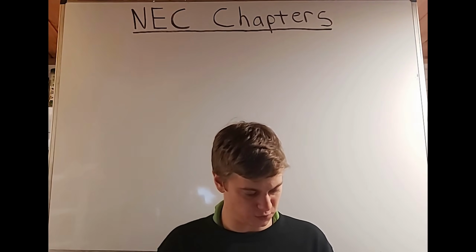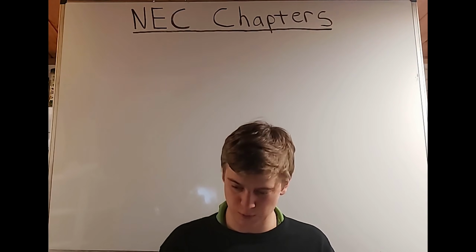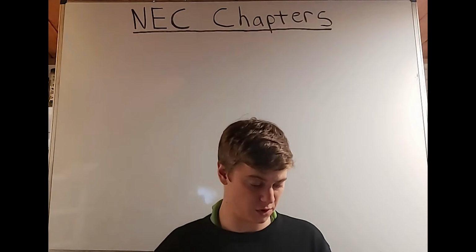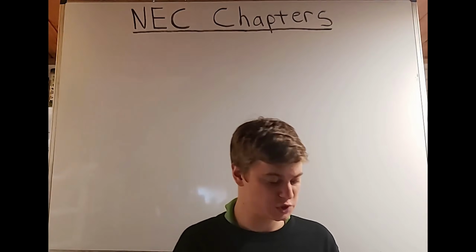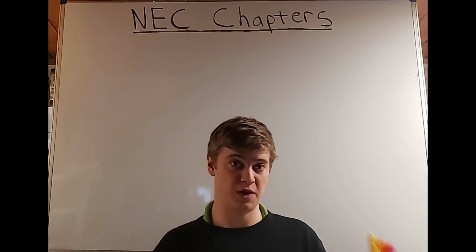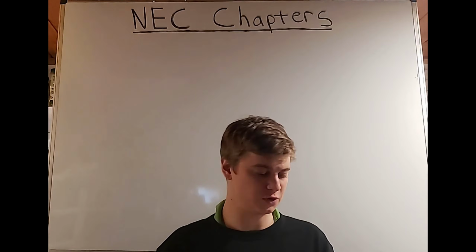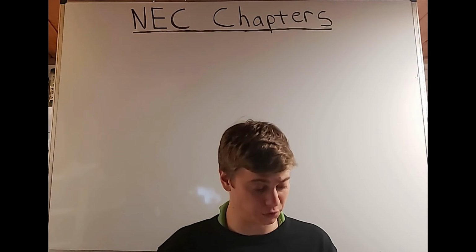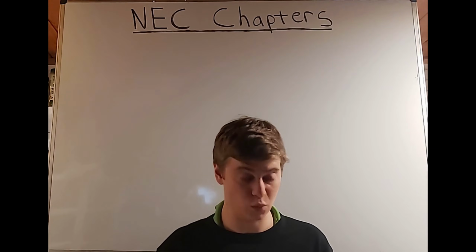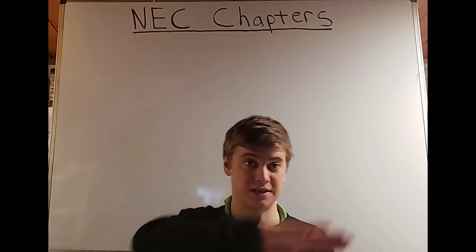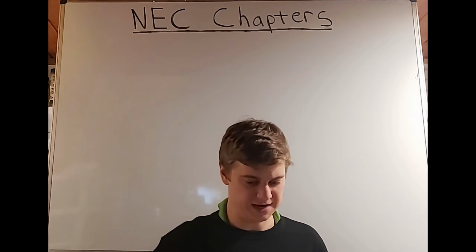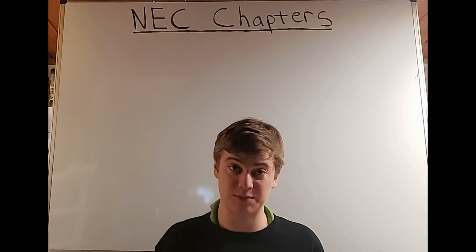Article 645, Information Technology Equipment. Article 646, Modular Data Centers. Here's a really important one, Article 680, Swimming pools, fountains, and similar locations. So spas, hot tubs, stuff like that. Article 690, Solar Photovoltaic PV Systems. Article 694, Wind Electric Systems. Okay, so when you think of windmills and stuff like that. Article 695, Fire Pumps. And now that brings us to Chapter 7, Special Conditions.